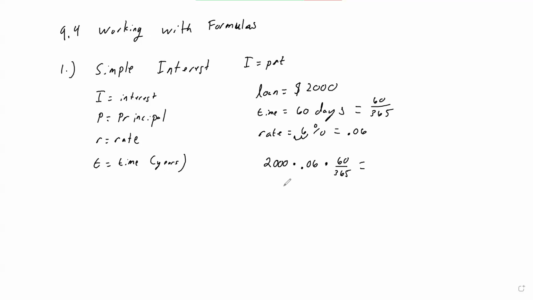So my interest here is 19.73. Now we do all that work, we think we're done, but the question was asking how much do you have to pay at the end of the loan period? So this is our interest, and we're paying this back in 60 days. So we have to tack it on to the loan we're paying back. So we just got to add this to 2,000. And what would you get? There you go.